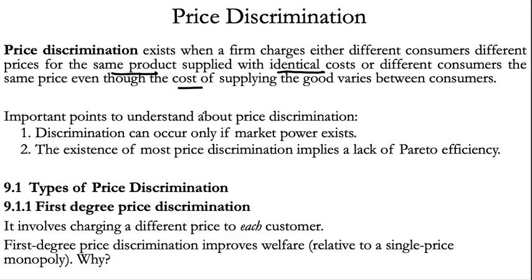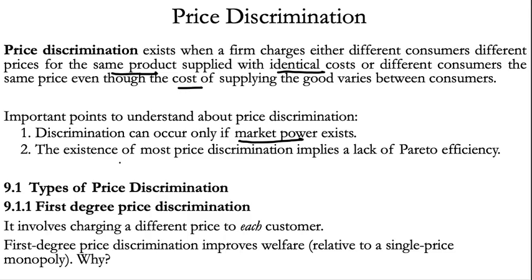So when we talk about price discrimination, there are 2 things that we need to understand. Number 1, discrimination can occur only if market power exists. That means if you have market power, you can manipulate price. If you cannot manipulate price, of course you cannot manipulate others. Okay, therefore you cannot discriminate others.